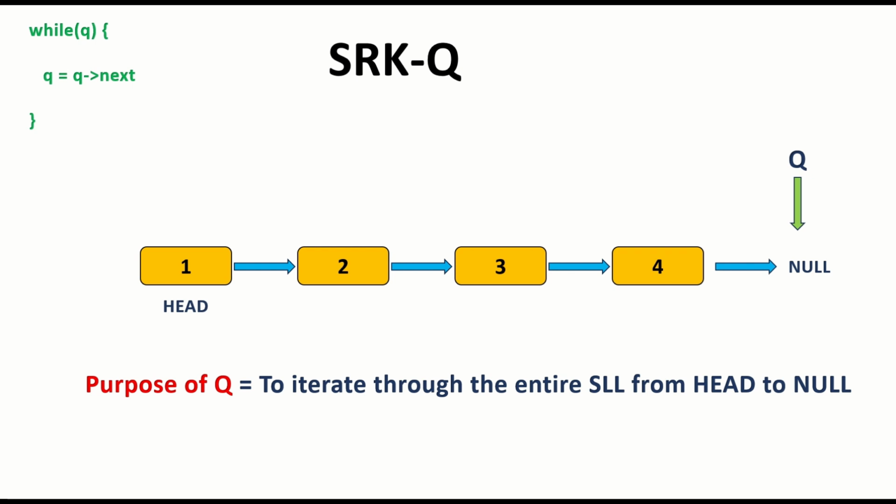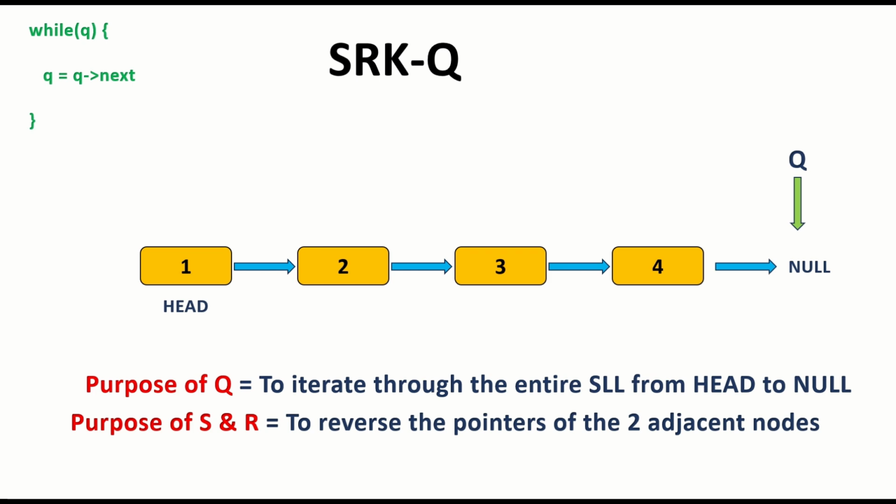Now that we have understood the purpose of Q, let's understand the purpose of S and R. These two are used to reverse the pointers of the two adjacent nodes. And how? Let's quickly see. R next is equal to S would be the code snippet, and just for the sake of simplicity I have shown only two pointers here. Obviously Q would still be here, which is pointing to 4, but I have only shown S and R.